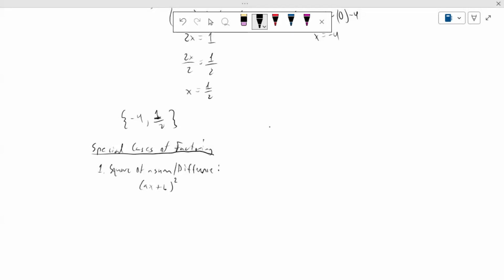When we square this out, when we FOIL it out, let's see what we get. So ax plus b times ax plus b. Then ax times ax would be a squared x squared. Then we get an ax times b, which is just abx. But then we get another abx, so this is plus 2abx, and then plus b squared. Fair enough.